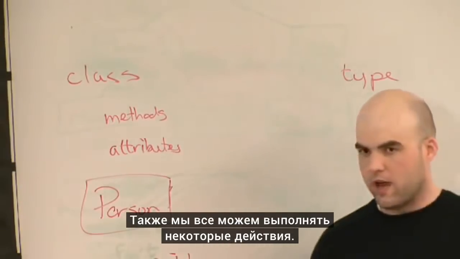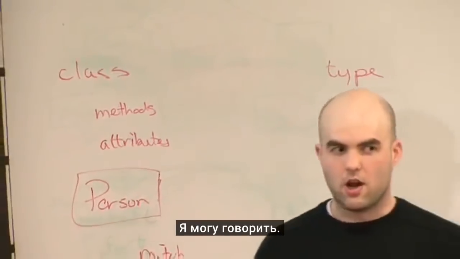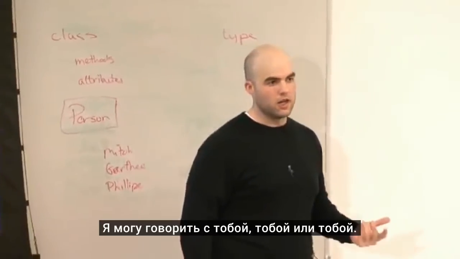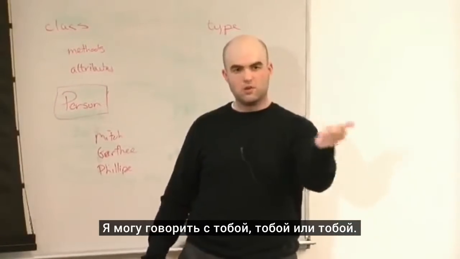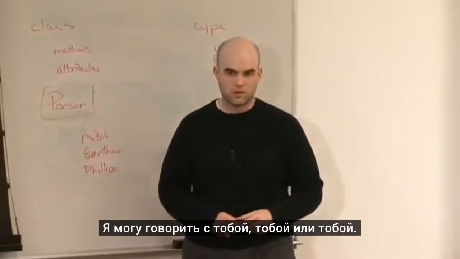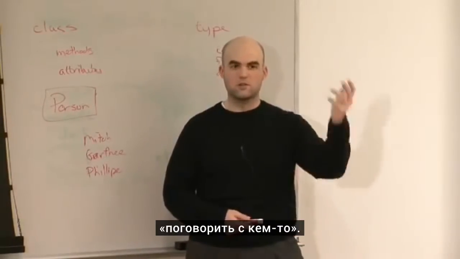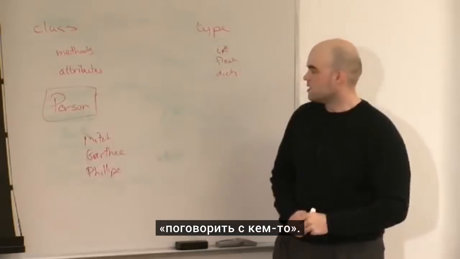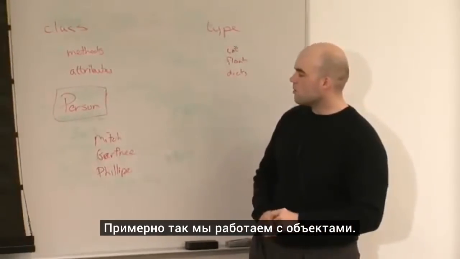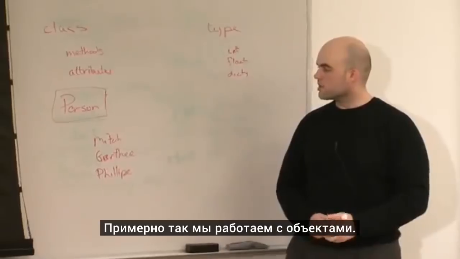We also have actions that we can take. So I can talk and I can walk. I can talk to you, you, you, you, and you. All right, so a method that I could define for a person might be talk to someone, right? So, I mean, that's one way of thinking about objects.